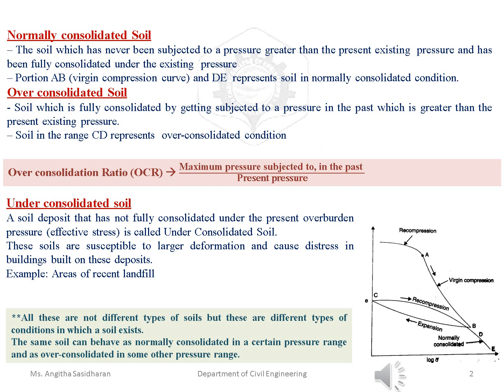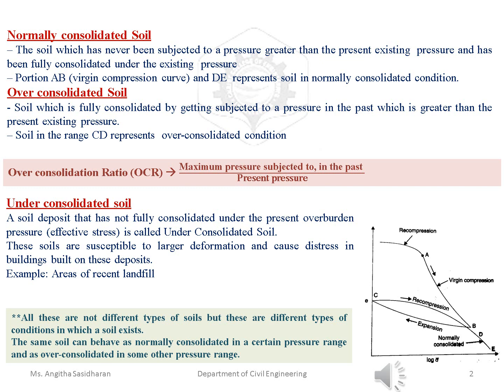Then what is over consolidated soil? That is a condition in which the soil is getting fully consolidated, where it was subjected to a pressure in the past that is greater than the present existing pressure. So if you are giving a pressure in order to consolidate the soil, but in the past itself it has experienced a pressure greater than what you are giving now, it is already fully consolidated. Okay, so that is the over consolidated soil. That is the condition corresponding to over consolidation.